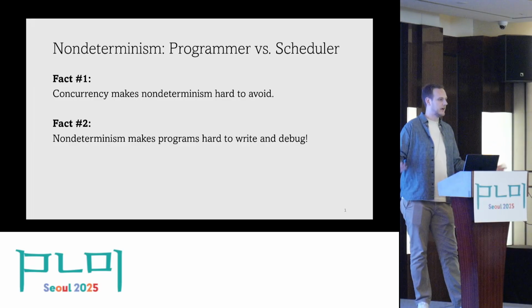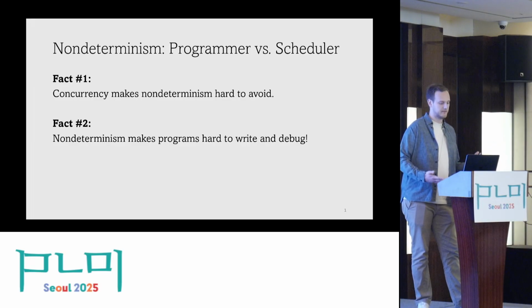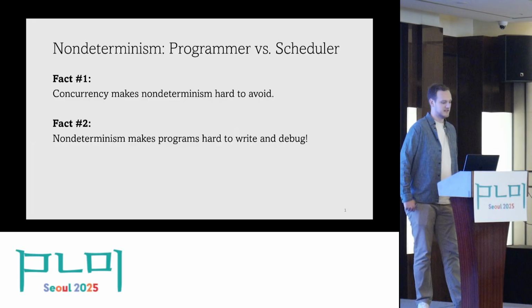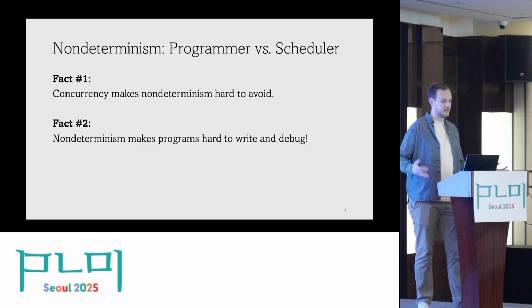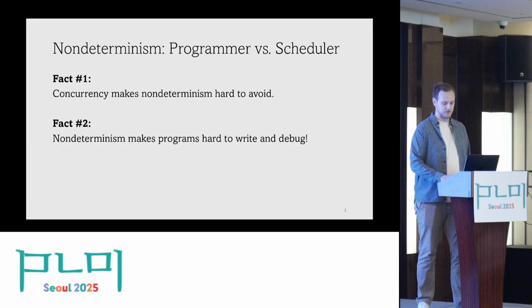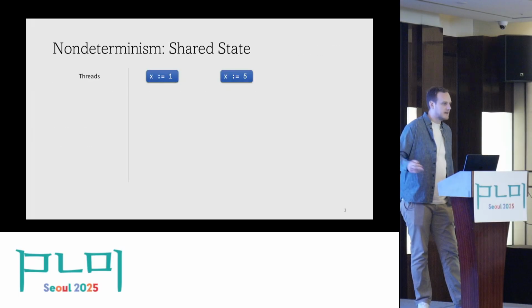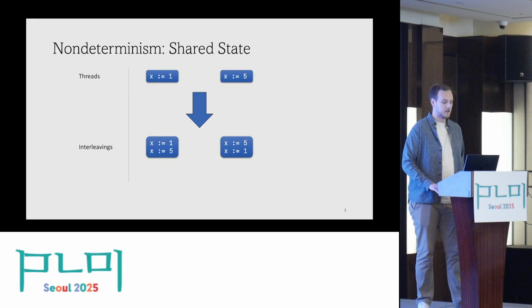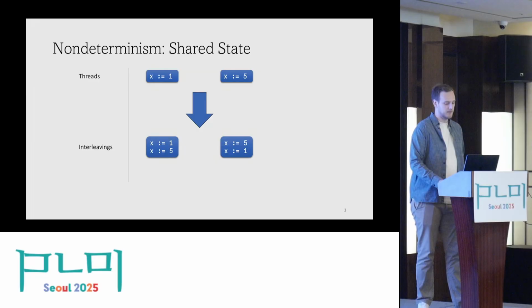So we encounter two problems here that you've probably heard of before. They're very old. The first is that concurrency makes it very easy for nondeterminism to seep into our functional programs. And the second is that nondeterminism makes programs really hard to write, not to mention debug and reproduce errors. So the classic example is if you have two threads that want to write to the same spot in memory. Well, depending on how the scheduler interleaves these two threads, you might end up with different results.